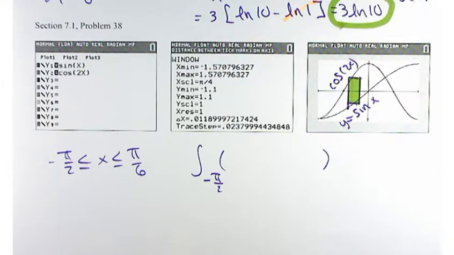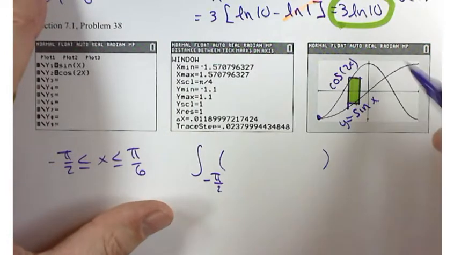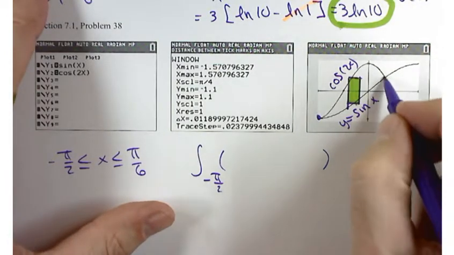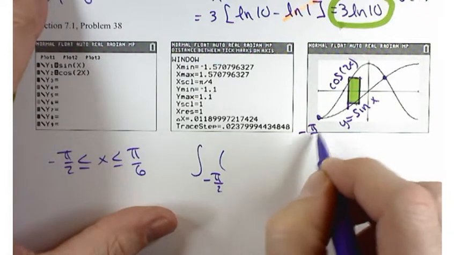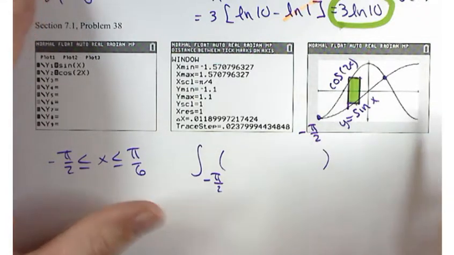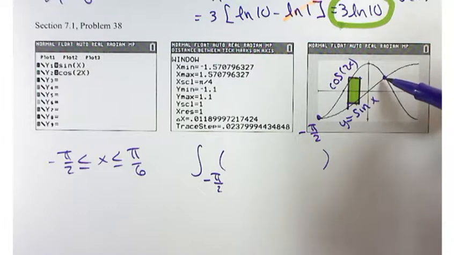So when trying to find the area between these 2 points and between these 2 curves, I at least know this point. That was given to us by the problem. It's minus pi over 2. But I need to know this one, sort of.